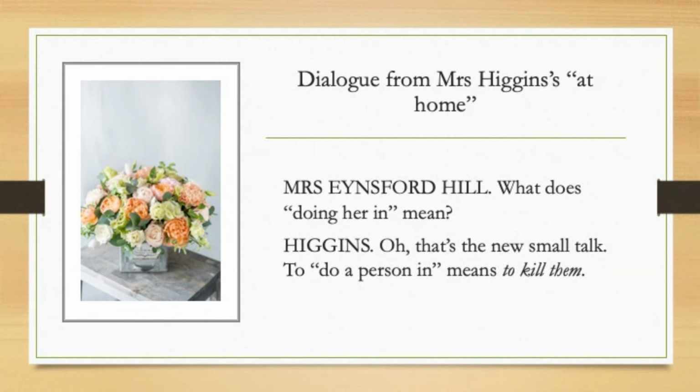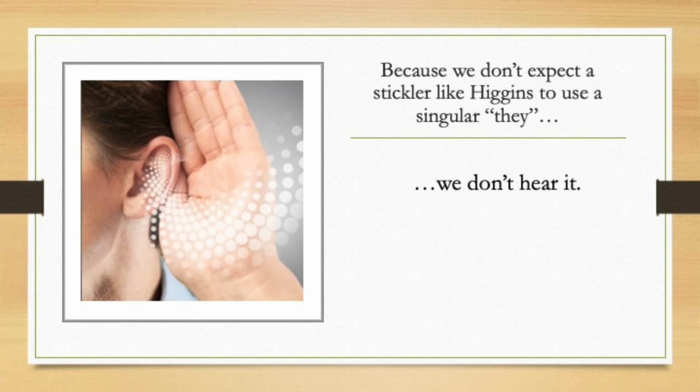Here's a snippet from Mrs. Higgins's At Home in Act 3 of Pygmalion. Mrs. Eynsford Hill says, "What does doing her in mean?" And Higgins quickly says, "Oh, that's the new small talk. To do a person in means to kill them." It's another instance of misperceiving language. Because we don't expect a stickler like Higgins to use a singular "they," we don't hear it.